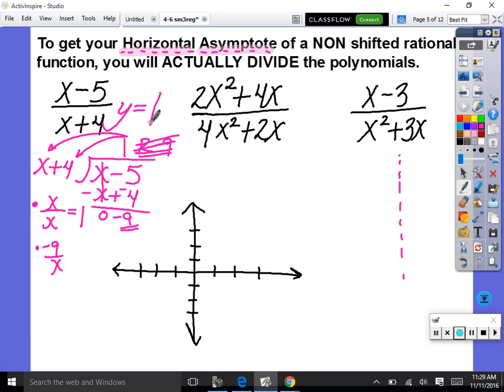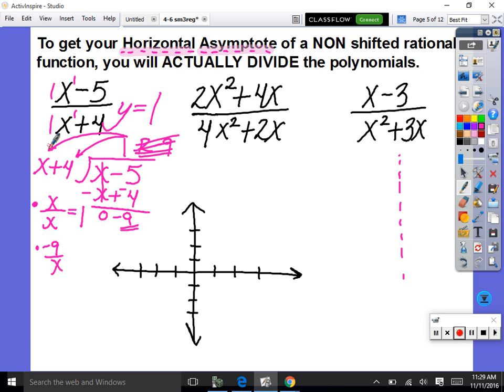Then we would draw that in at 1 on the graph. Does everybody understand? Yeah. So did you notice something interesting here? Degree 1, degree 1. If they have the same degree, then they'll divide evenly, correct? So if they divide evenly, can't we just divide the leading coefficients? Because the rest will be a remainder.